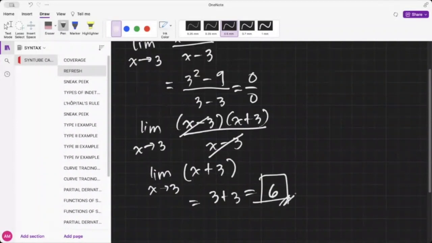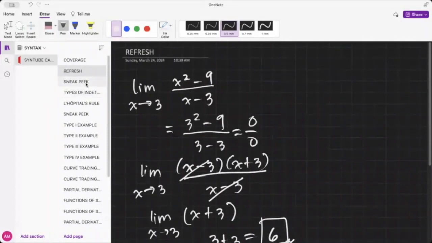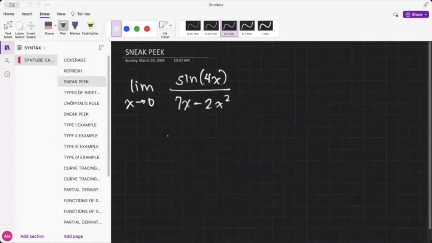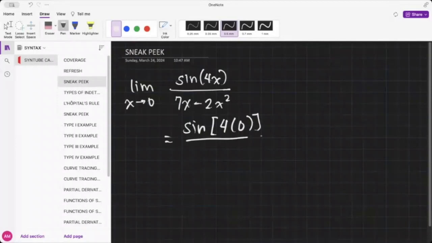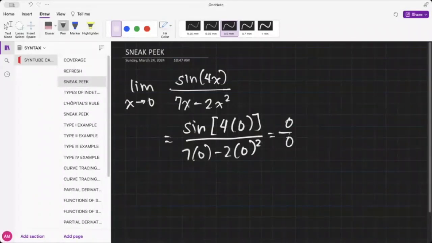However, not all functions are like this. For example, this one. If we substitute 0 dito, so sine 4 times 0 over 7 times 0 minus 2 times 0 squared, we'll also get 0 over 0. But here, we can't simply do what we did in the previous example. Ngayon, papasok yung topic natin.